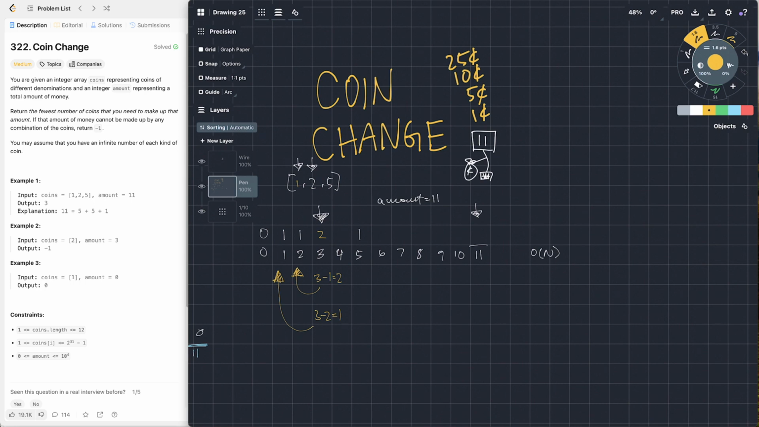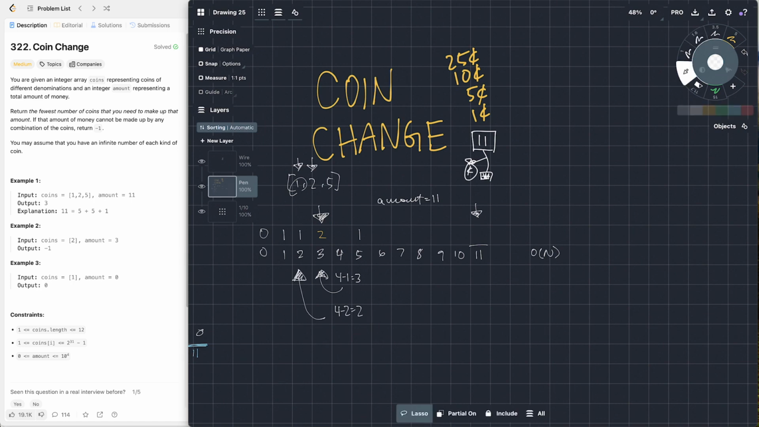How do we do it to the 4? Well, the 4, something similar. What's smaller than 4? Well, the 1 and the 2 are both smaller than 4. Now for the 1, 4 minus 1 equals 3. If you look at the 3, it took 2 coins to make 3. 4 minus 2 equals 2. If you look here, it only took 1 coin to make 2. So which one should we choose? Should we choose the 2 plus 1, or should we choose the 1 plus 1? We should choose the 1 plus 1, so this should be 2.